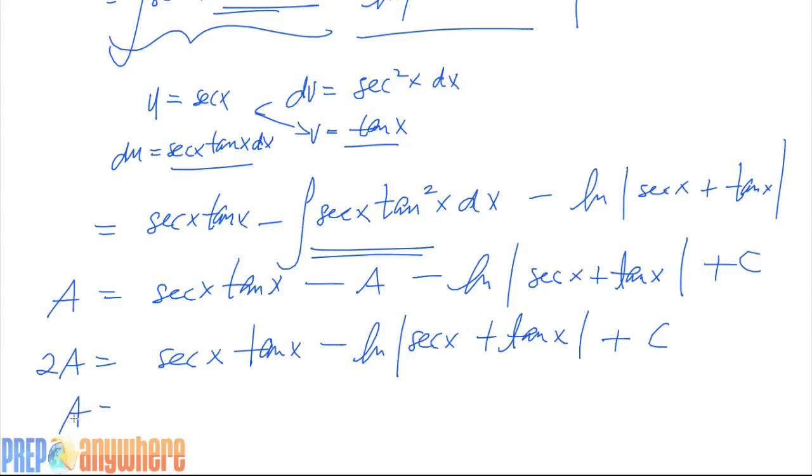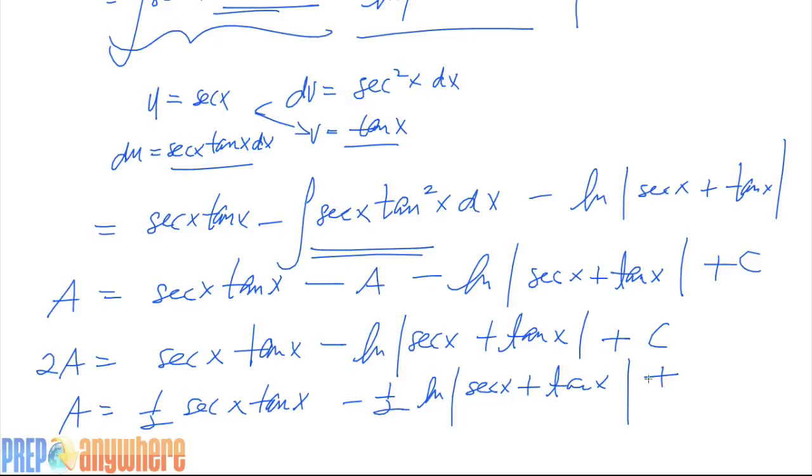The final step is to just divide everything by 2. So we have half of secant x tangent x minus half of ln of secant x plus tangent of x, and I'm going to say some other constant here, maybe constant c1. It's just c divided by 2.